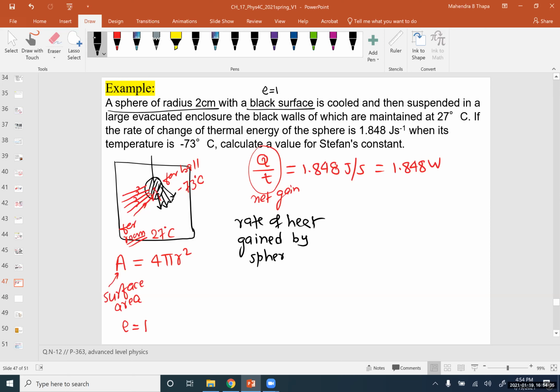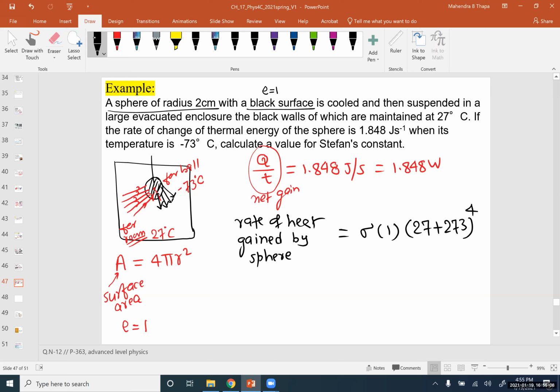If you use Stefan-Boltzmann law, this will be sigma, e value is 1. Be careful, your sphere is gaining heat from the room. So room temperature is 27, you convert to Kelvin, so you have to add 273, power 4. Temperature must be in Kelvin when you are using the Stefan-Boltzmann law.